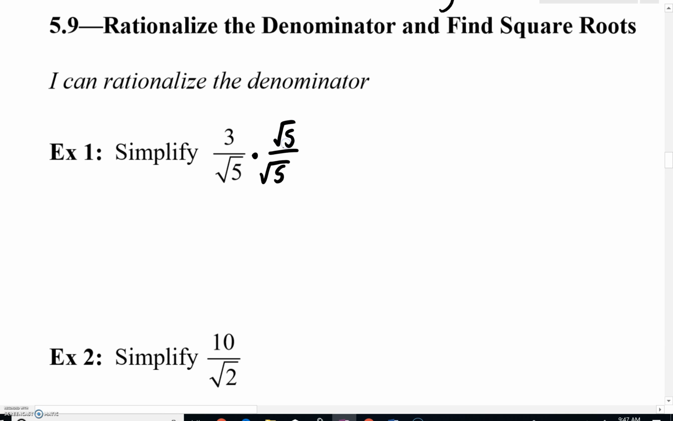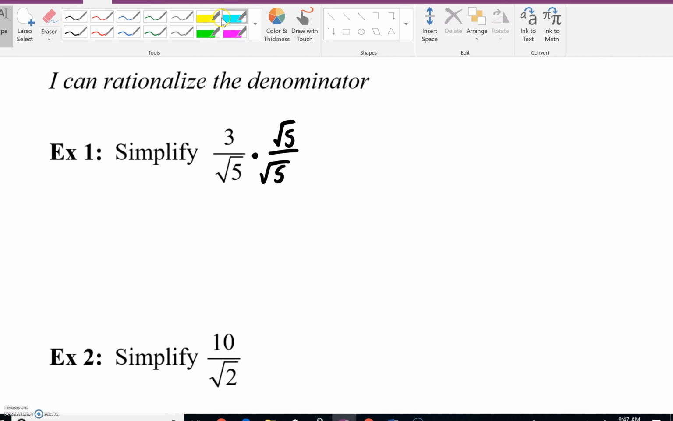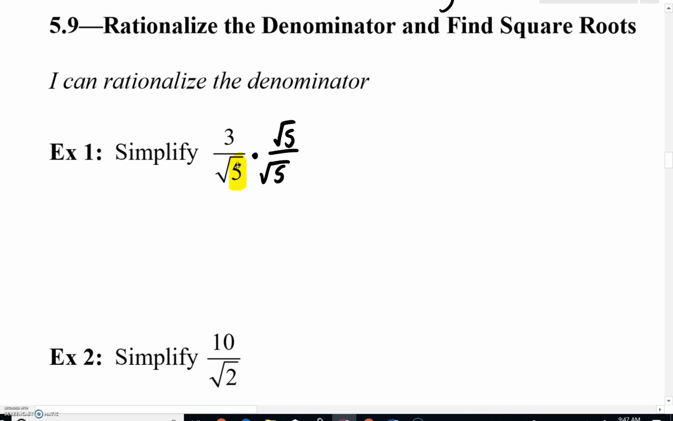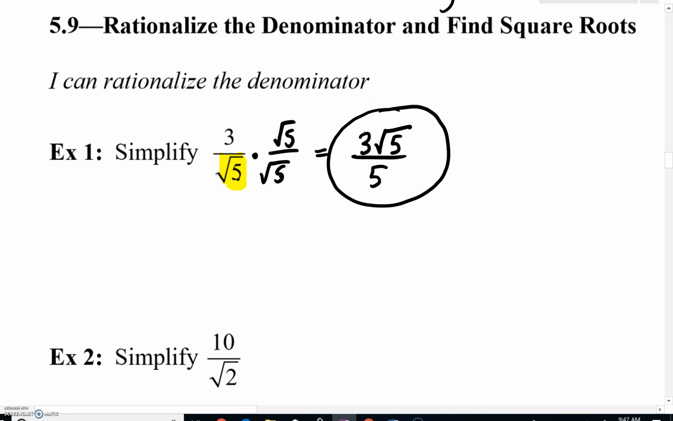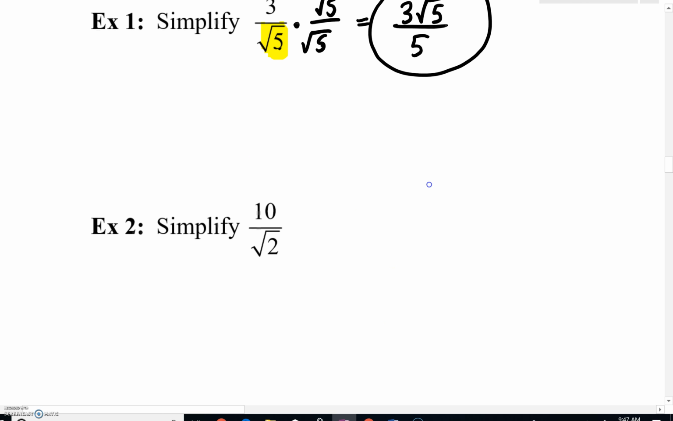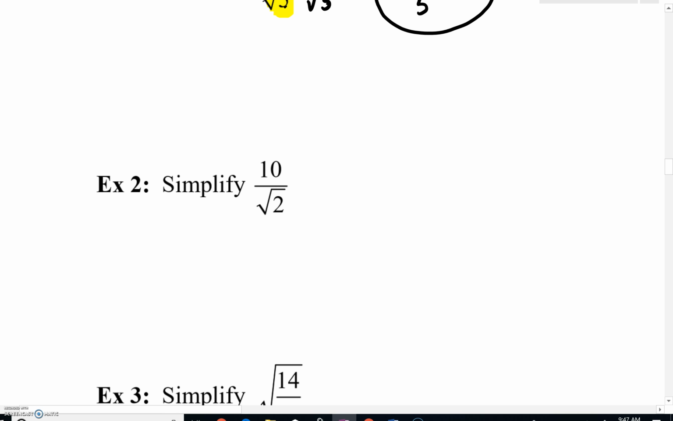We're looking at this radical 5 down below, and we'll say, you know what? That's not what we want to see. That's not considered simplified. So we'll multiply the top and the bottom by radical 5. What do we get? 3 radical 5. And radical 5 times radical 5 is just a 5. Wonderfully, we are done.